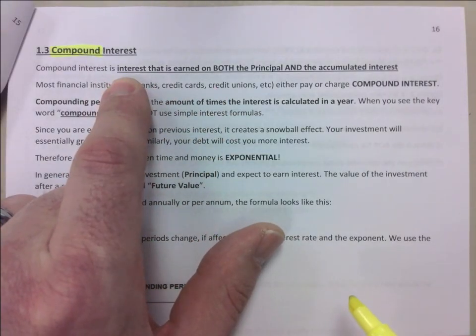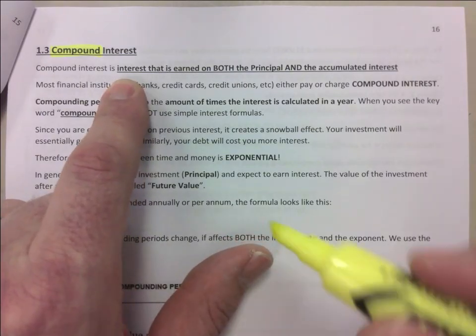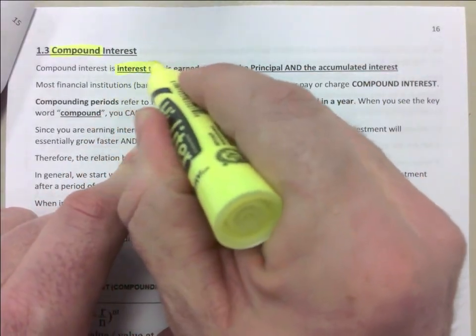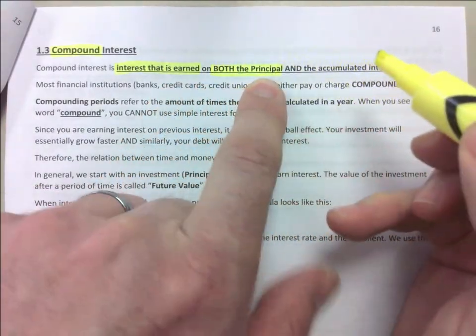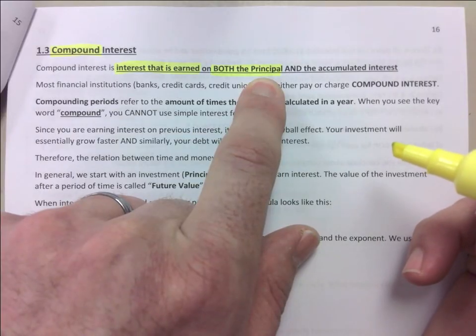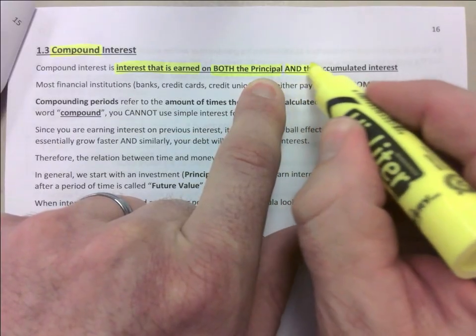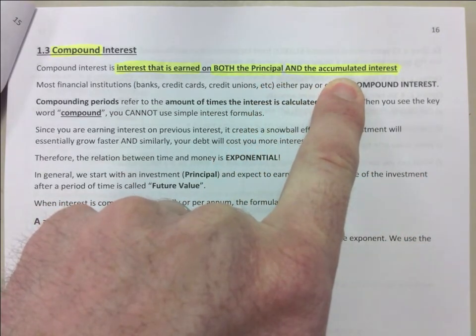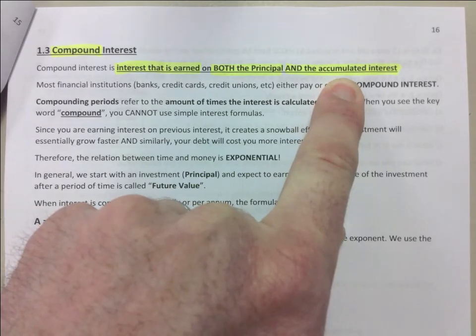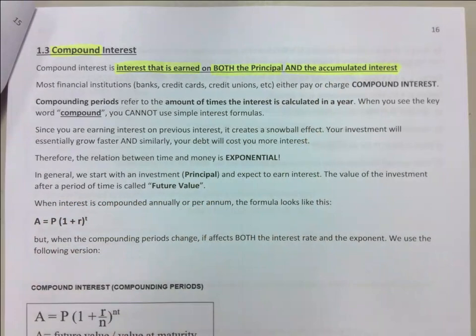Compound interest is different than simple interest because the interest you earn is earned on both the principal, the original amount, and the amount you're earning along the way. So it's going to be a snowball effect. It's going to grow faster.